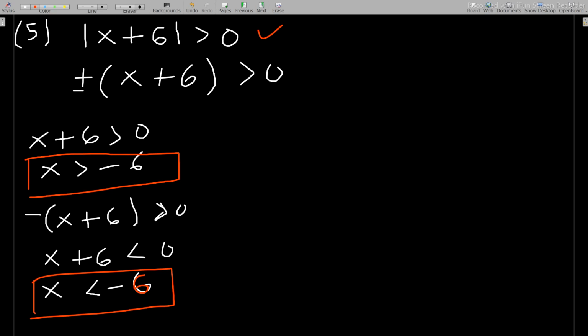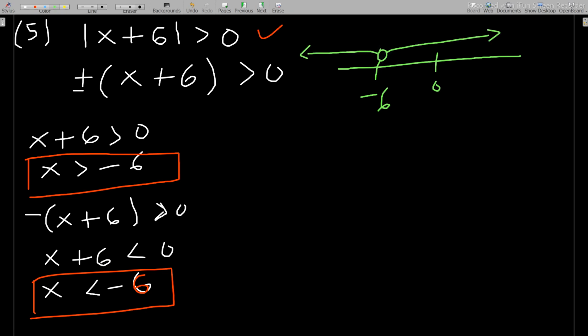So how you write the final answer for this is this: you go to your number line and sketch it like that. Let's say this is my 0, and then I put -6. So -6 is not part of the solution. The greater than part is this, and the less than part is also this. I hope you understand this.